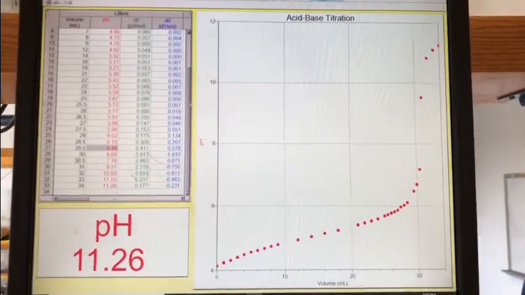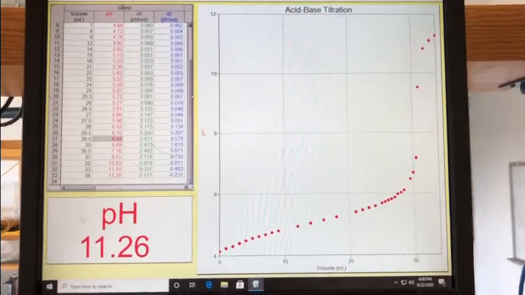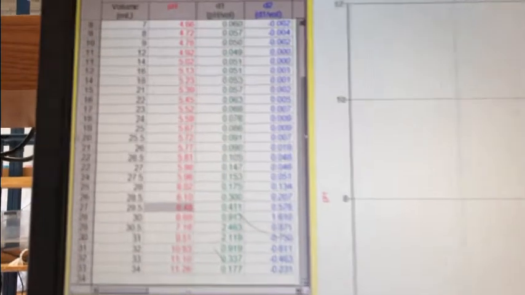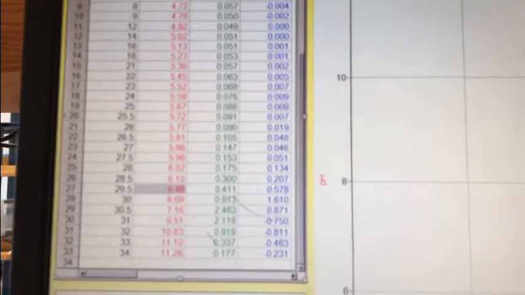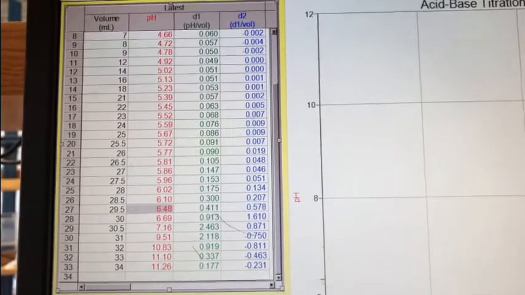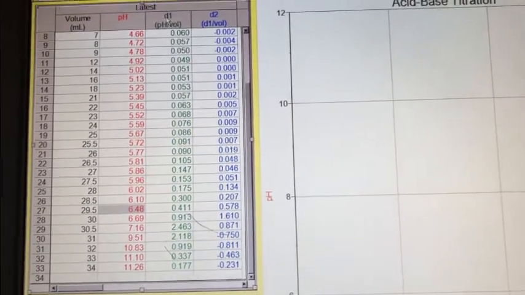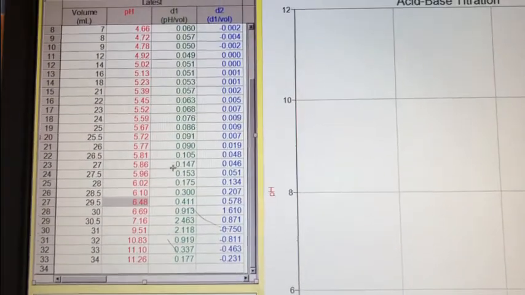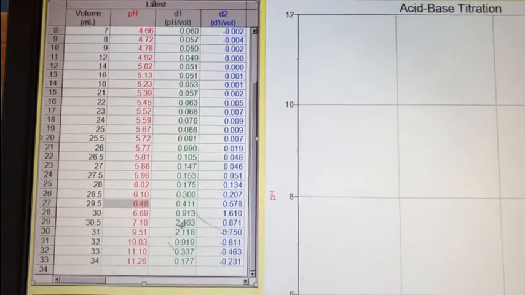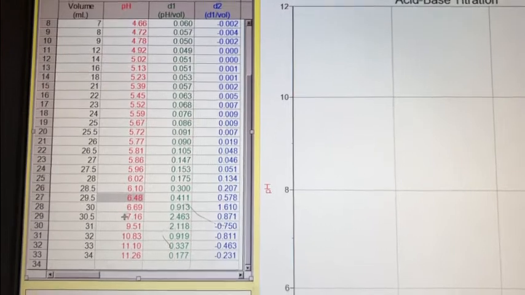So after finishing the experiment, the graph will look like this. From this data you can find out which one is the equivalence point. So this is the first derivative. What is the maximum value of the first derivative? As you can see here, 30.5, 2.46, this is the maximum value.